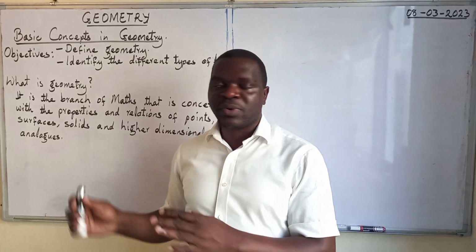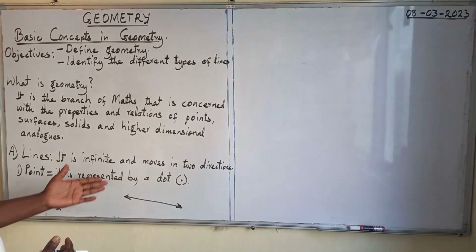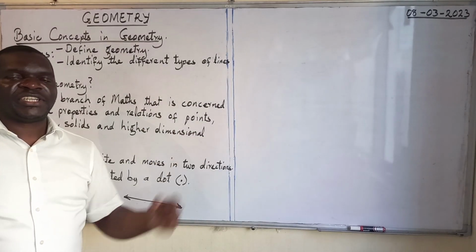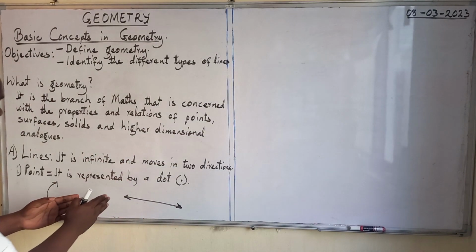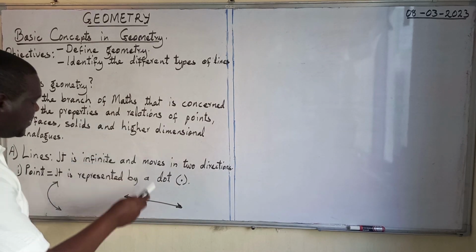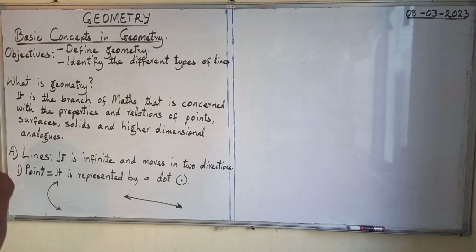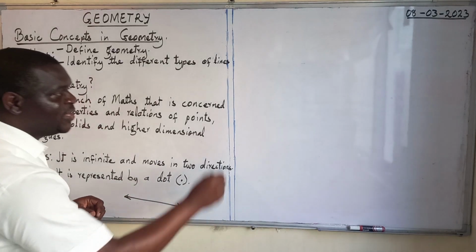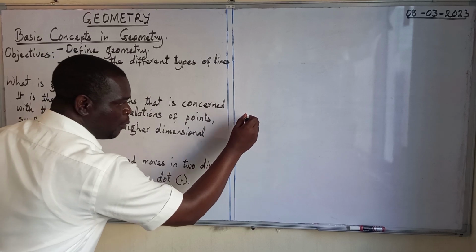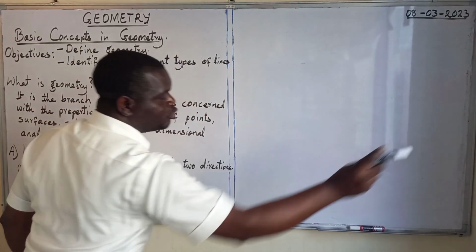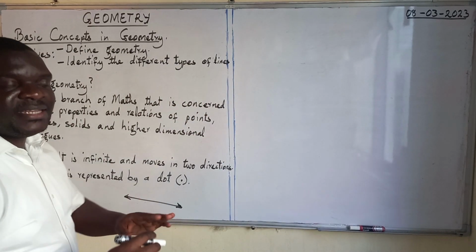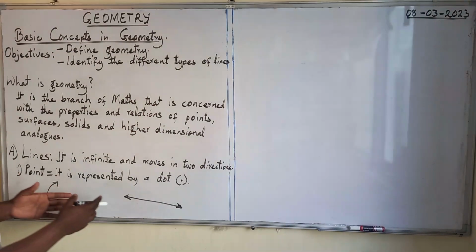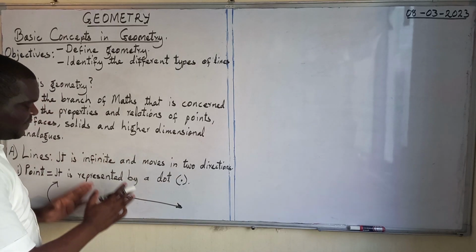So now we're going to start with lines. Here we can see that a line moves infinitely in both directions. And to better understand a line, a line will start from what we call a point. A point is represented by a dot. So for you to draw a line, you start from somewhere. That is the point, the starting point, where you draw your line. And this line, as we've said, moves infinitely in both directions. This is what we can say about the first aspect.